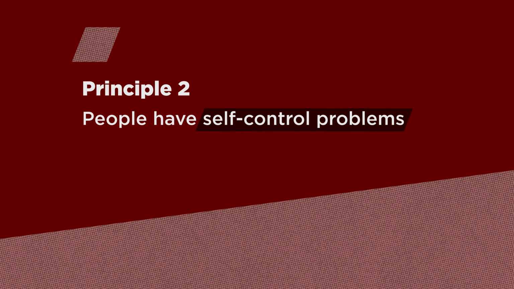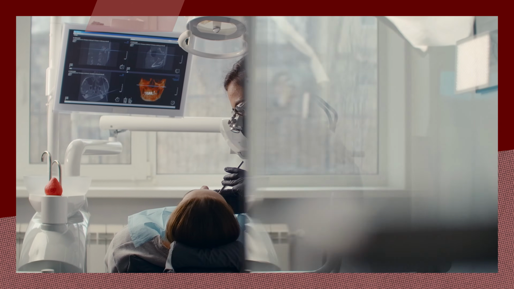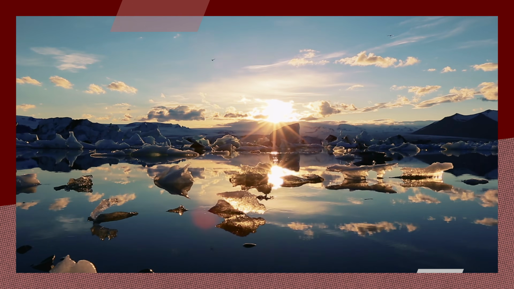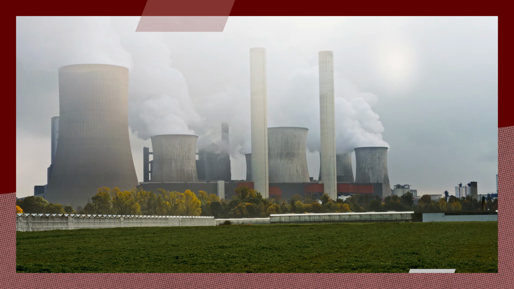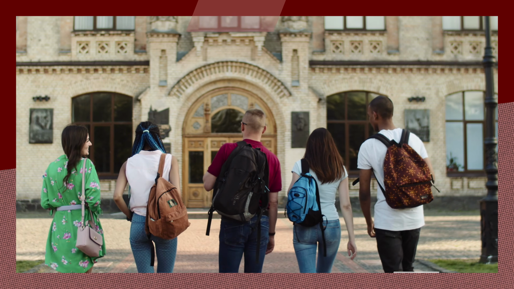Principle number 2, people have self-control problems. Think about how often you skip the doctor visit or the dentist visit, or our lack of solutions for climate change, or whether people drop out of high school or stay in school. These are the types of questions that, as humans, we don't really do a very good job at. That's because these types of questions have a short-term cost, but the benefits aren't accruing until the long run. And when people have self-control problems, we don't come up with very good solutions for these.